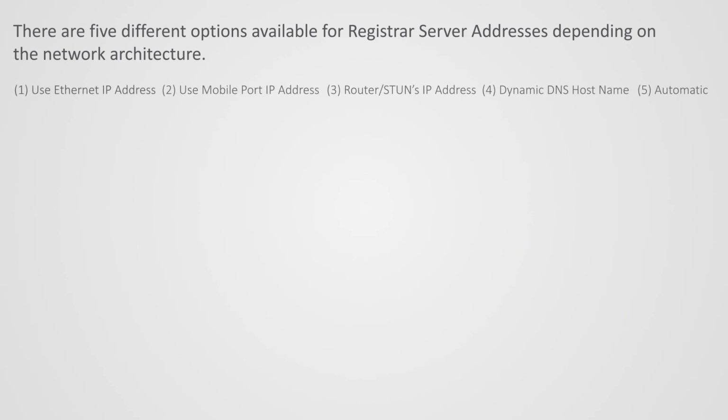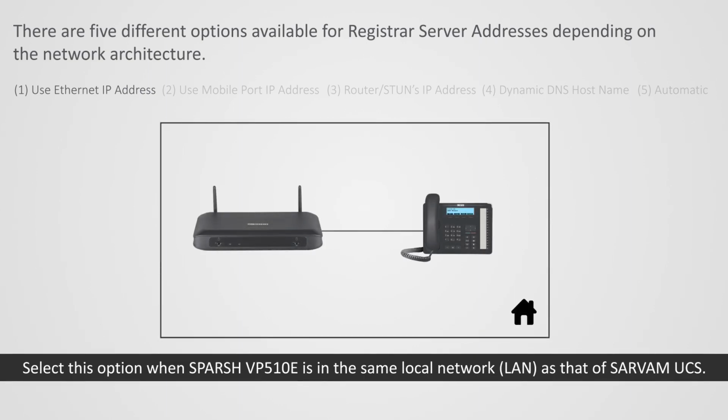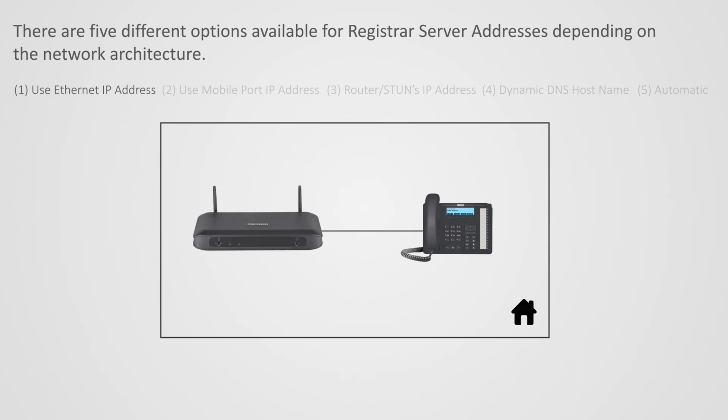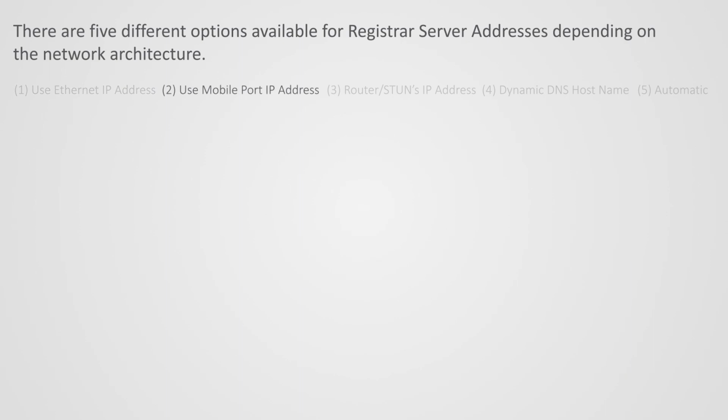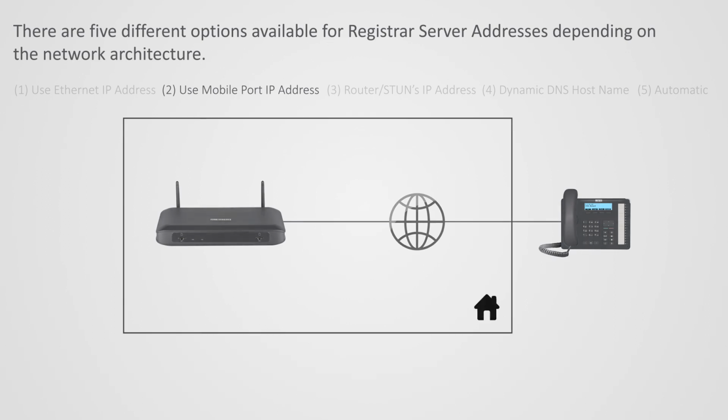1. Use Ethernet IP address. Select this option when SPARSH VP510E is in the same local network LAN as that of SARVAM UCS. 2. Use mobile port IP address. Select this option when SPARSH VP510E and SARVAM UCS are not in the same local network, and SARVAM UCS is connected to the Internet over mobile WAN.